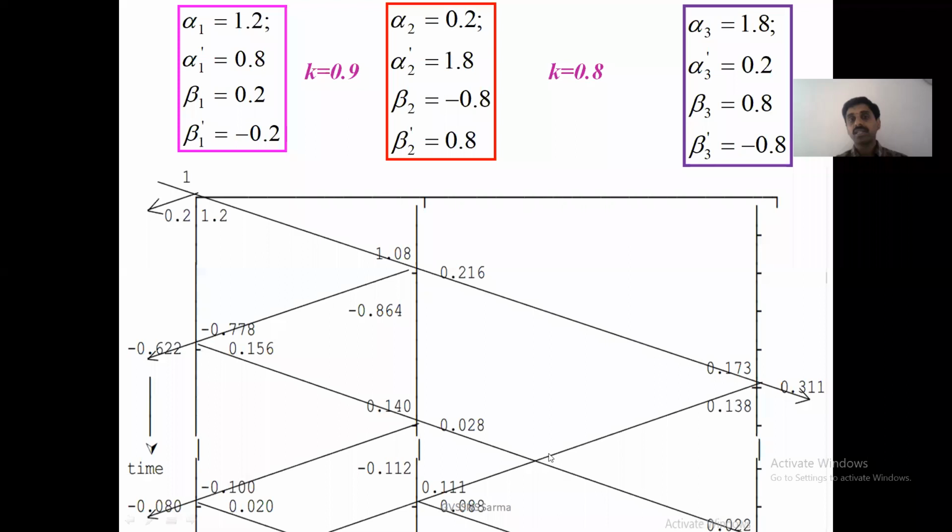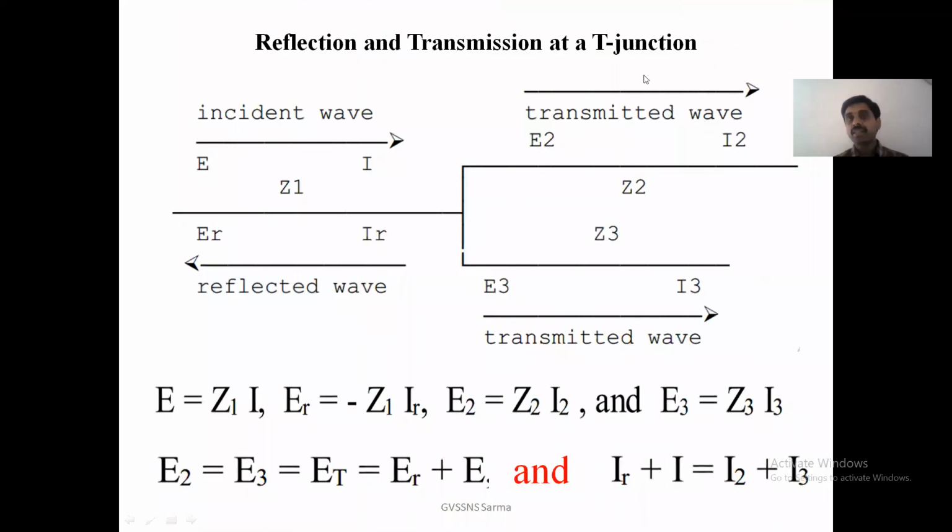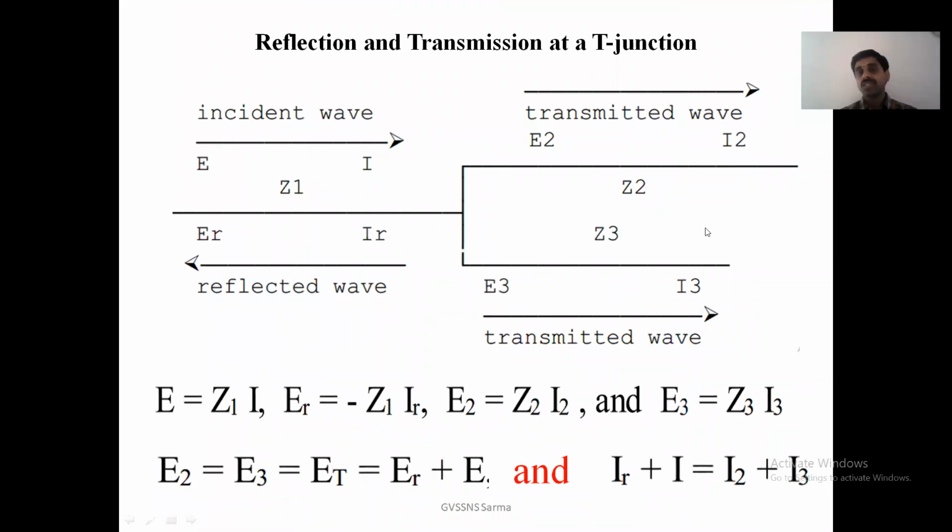And we can further go for calculations. Now, reflection and transmission at a T junction. Already you know about open circuit line and short circuit line. If it is a T junction, we have come across these traveling waves in the previous semester. You can understand these points. When a wave is incident with a voltage value E and current I, with ER and IR as the reflected values, at a T junction, that means two lines are connected in parallel, connected to this line, with impedances Z2 and Z3. So this is the transmitted wave E2, I2, and E3, I3 is the transmitted wave here.